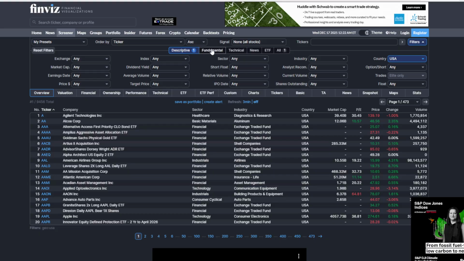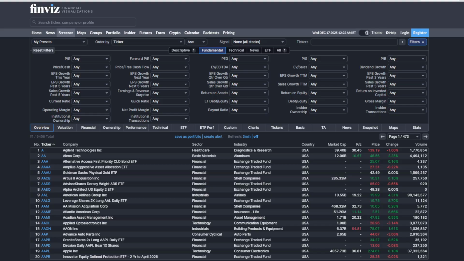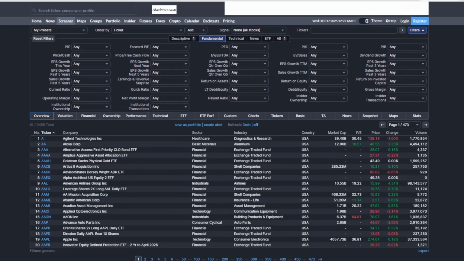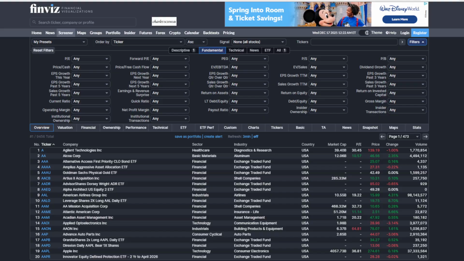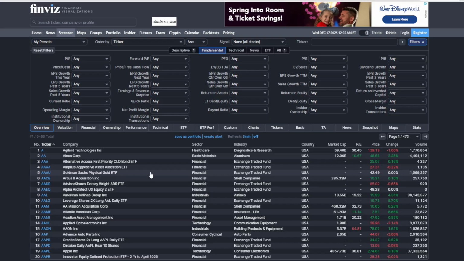I'm going to go now to the fundamental tab. And this is where things get interesting. So we have all these different metrics, all these different criteria that we can filter in, filter out, whatever. Again, this is the free version of FinViz, so there might be some things that we're locked out of. That's okay. The first thing that we're going to start with is the PE ratio.